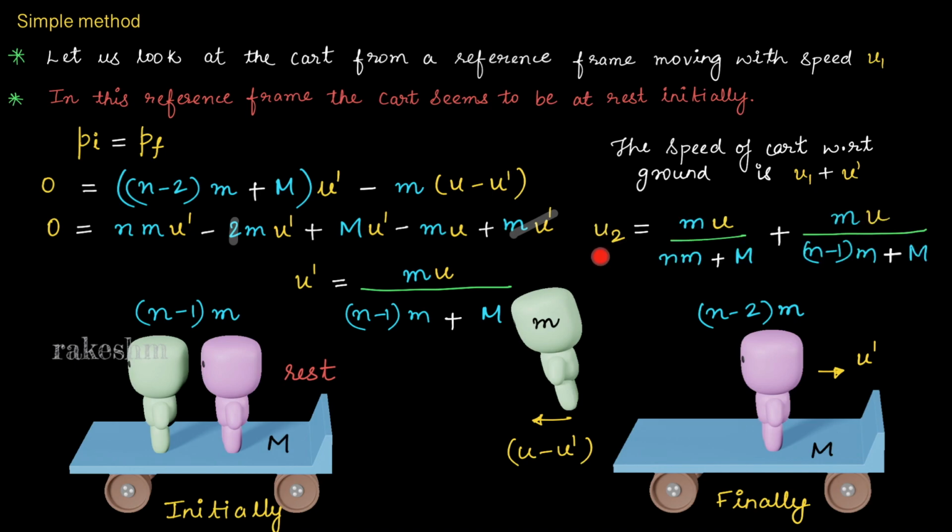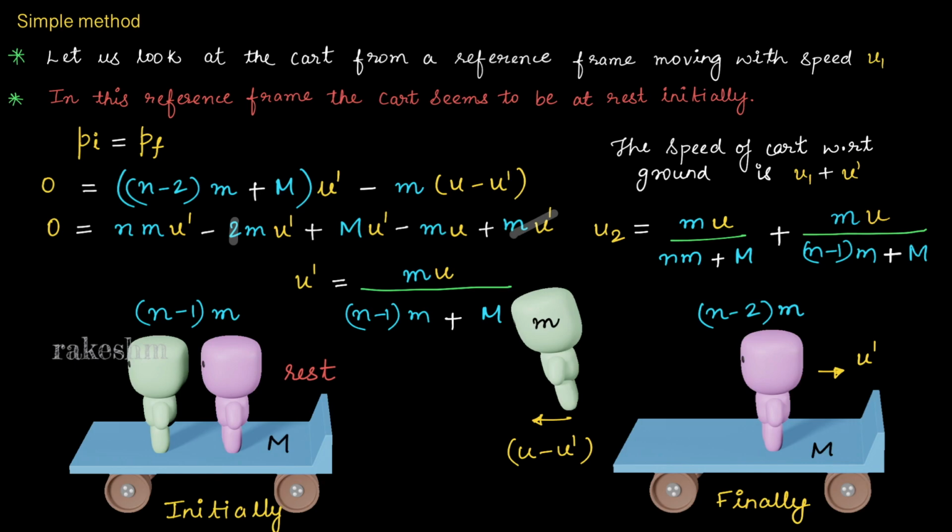So the final speed of the cart u2 after the second person jumps off is u1 plus u dash, where u1 we have calculated as mu divided by nm plus capital M, and u dash we have calculated as mu divided by (n minus 1) into m plus capital M. So this method of taking a reference frame which is moving with speed u1 and then solving this is much easier than solving it in the ground frame.